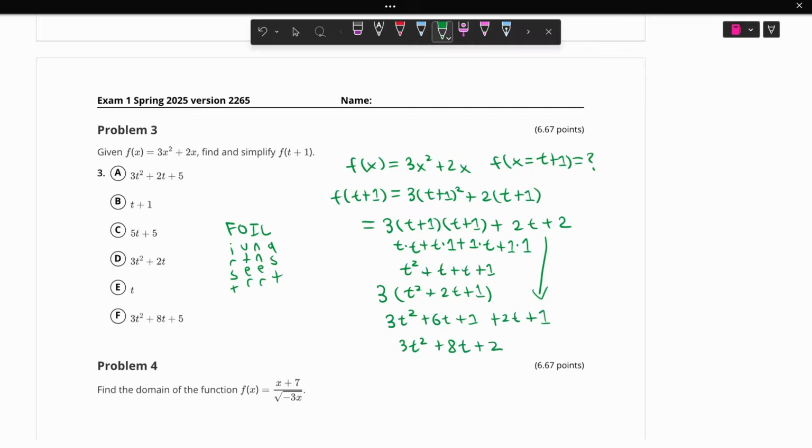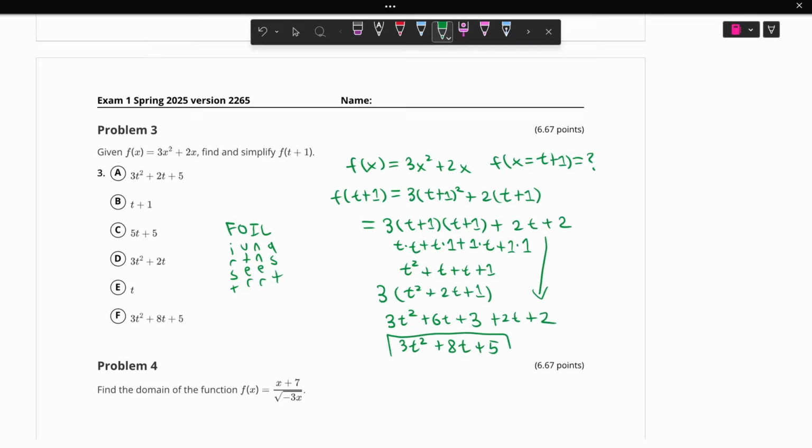And it seems like I made another mistake. Oops, hold on. This is supposed to be 3t squared plus 6t plus 3. My bad. And then once you do that, you should end up with, and I made another mistake. This is supposed to be a 2, not a 1. My bad. So then simplifying again, you should end up with 3t squared plus 8t plus 5.